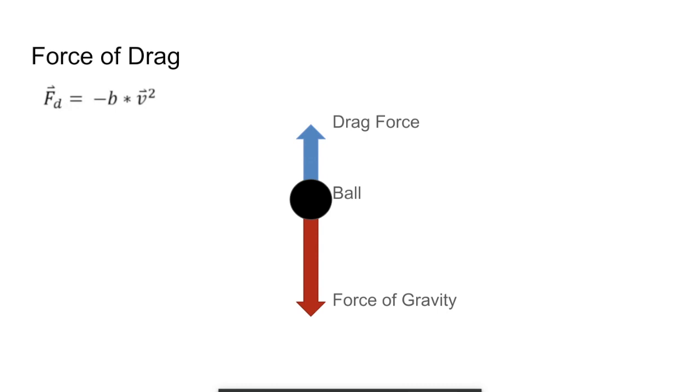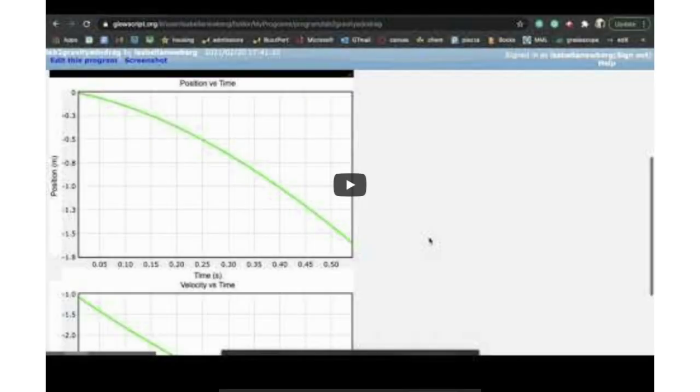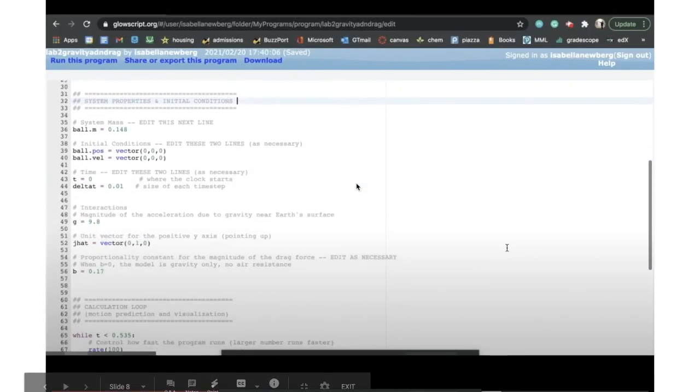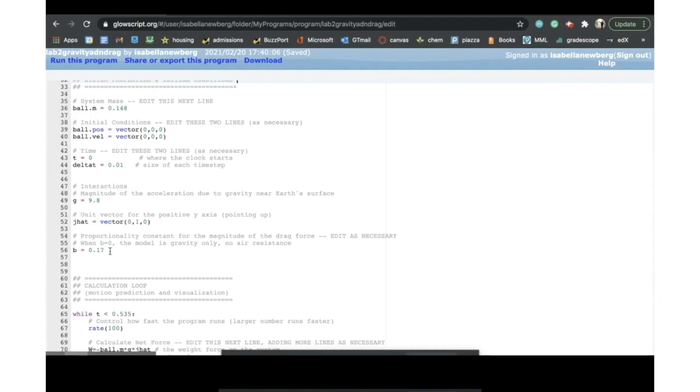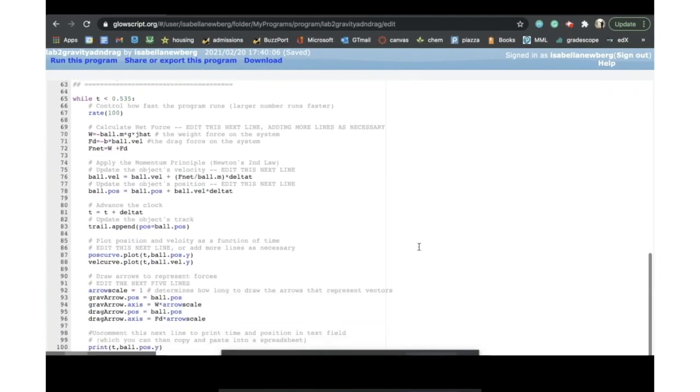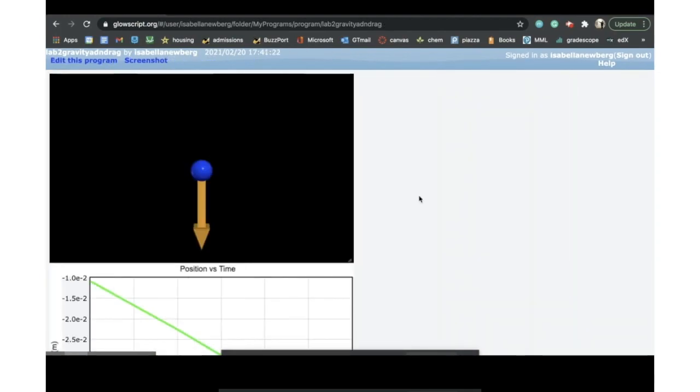We need to observe the force of drag because if we create a free body diagram to show the forces acting upon the ball while it is in motion, we would have both gravity and drag acting on it as seen in the picture above. Here is the GlowScript in which we added in drag. You can also see we added in b equals 0.17, while in the previous GlowScript b equaled 0. We also added in arrows to show drag and gravity, which you can see in the video.